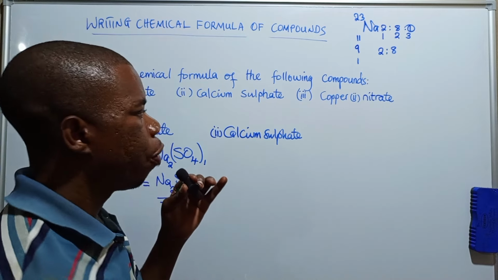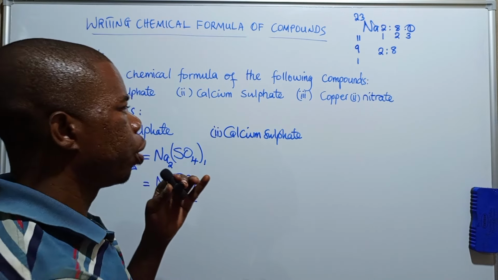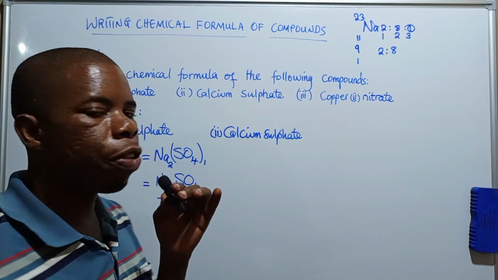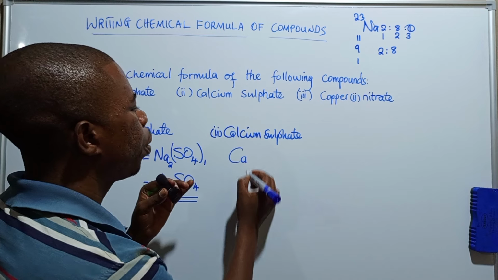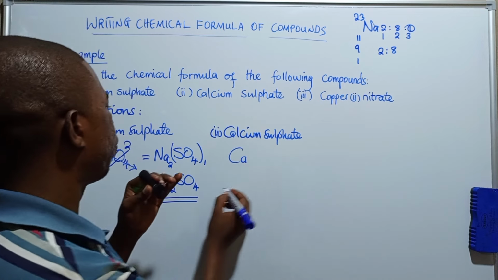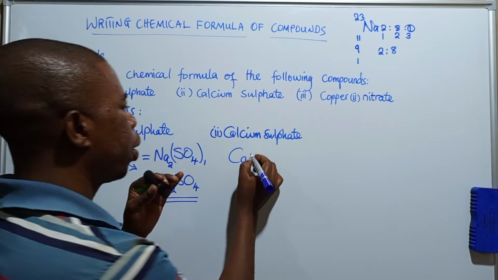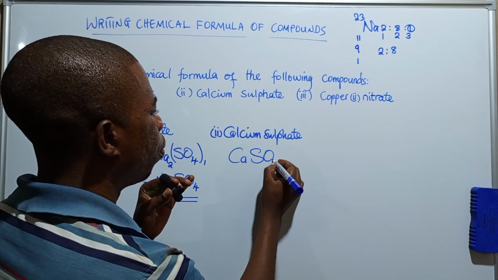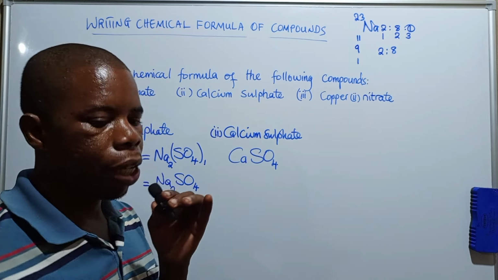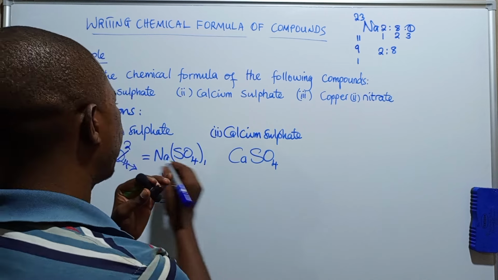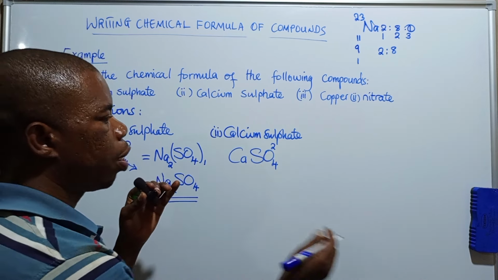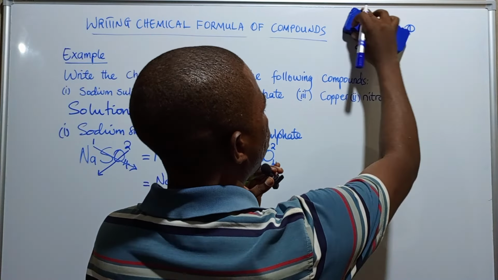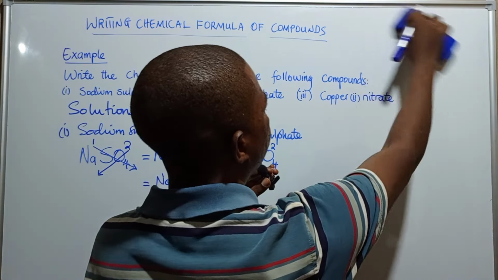So for calcium sulfate as well, we need to know the chemical symbol for calcium from the periodic table. It is capital C and small letter a. And then the sulfate, we have already known that it is SO4 like that. Now, the valence for sulfate, I said it is 2, so we just put it in advance there. Now, the valence for calcium, we have to determine it the way we have determined for sodium.